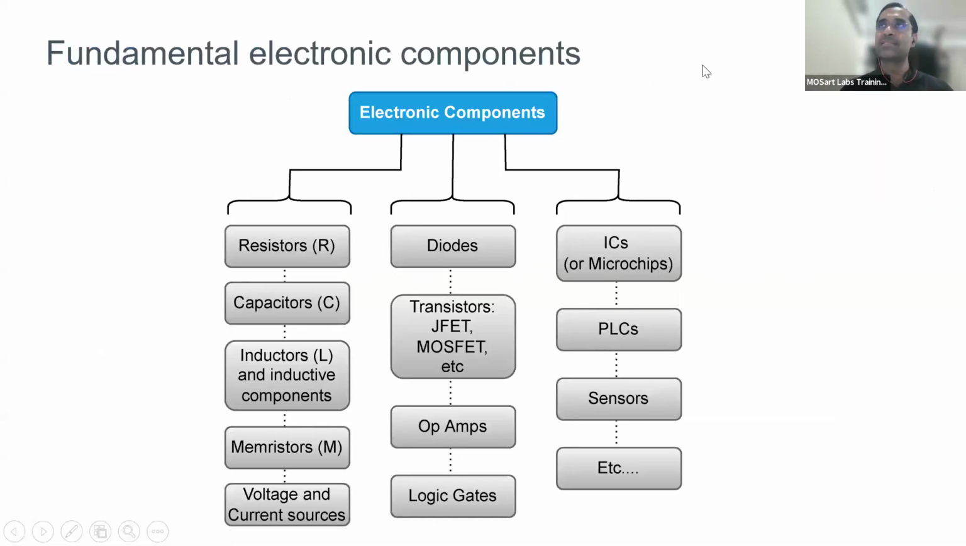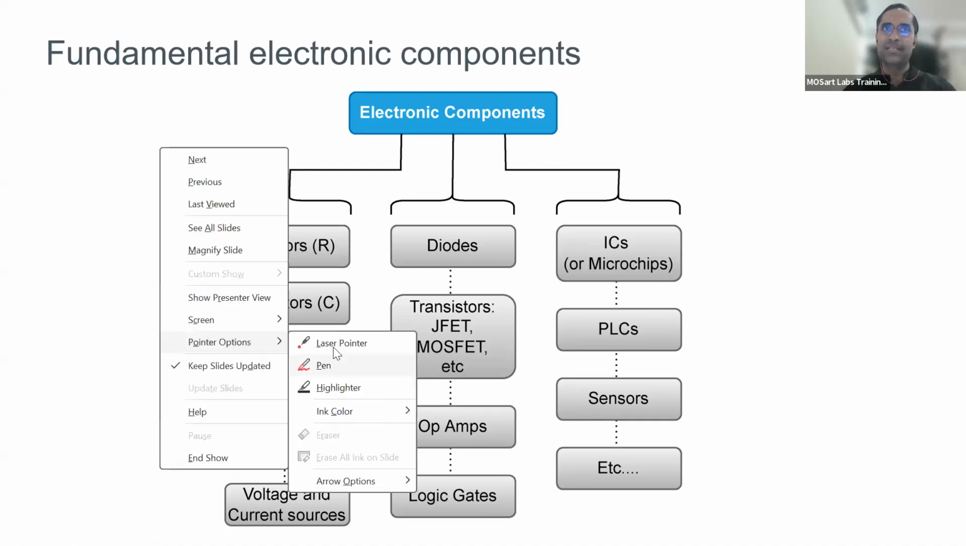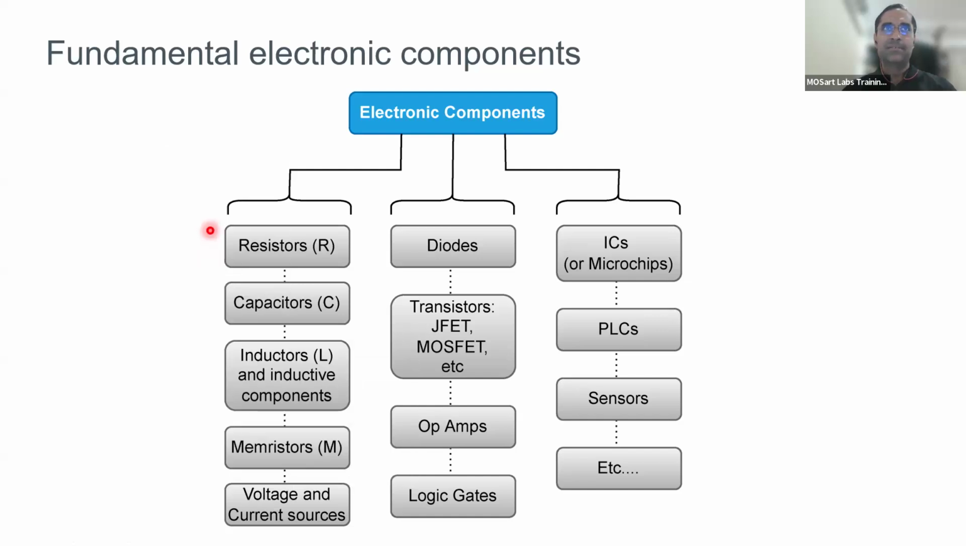Fundamental electronic components. So this is a list of things that we all hear, basic stuff. And somehow all of what we do fundamentally is correlated to this. So the first set of things are related to basic elements like resistors, capacitors, inductors or inductive components.